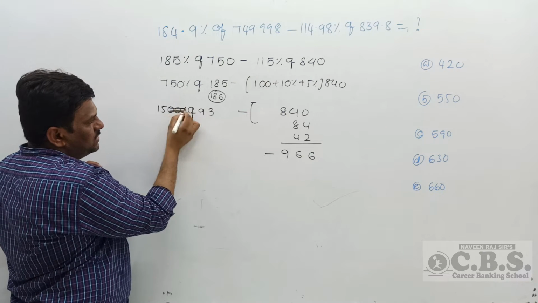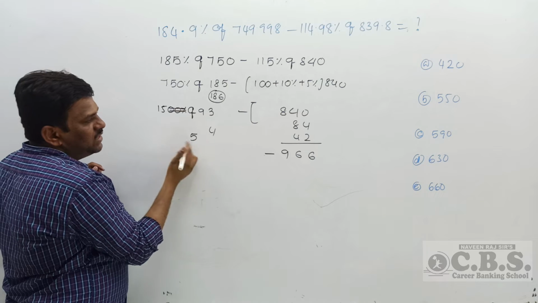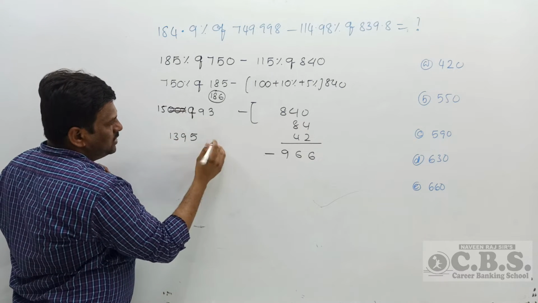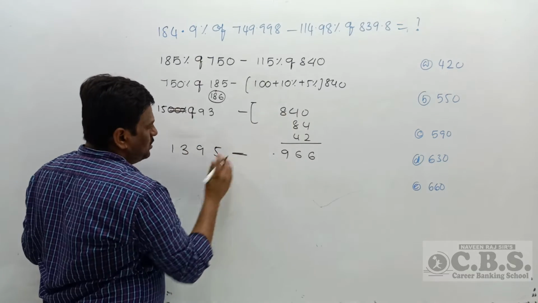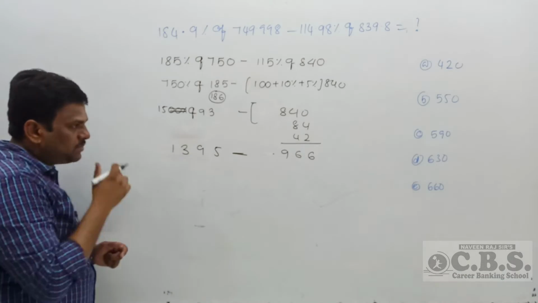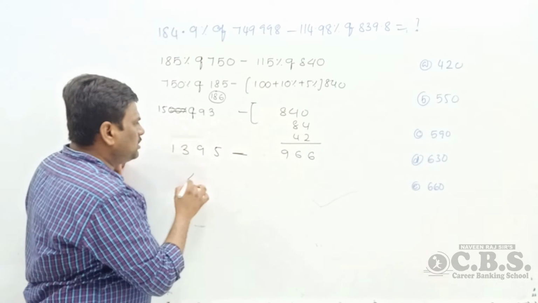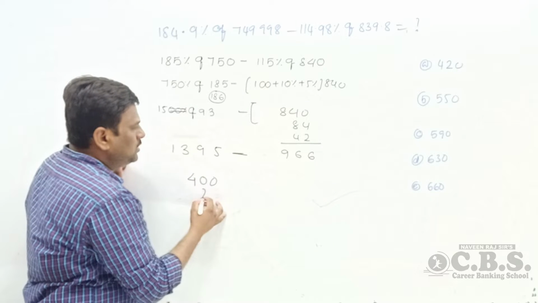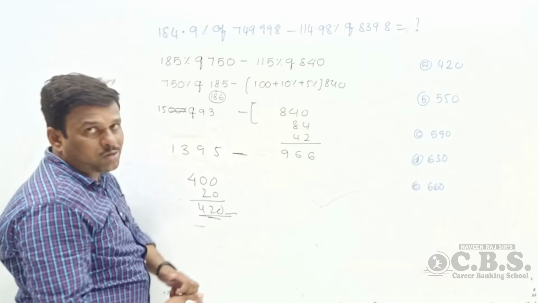Percentage 2 zeros cancel. Now 15 3s are 45. Carry 4. 15 9s are 135. 139. Okay. So what's your answer? 1395 minus this one. So you can easily subtract this answer. It is 1300 minus 900, nothing but what? 400. Okay, 95 minus 66, nothing but what? Approximately 20. So your answer is 420. So which option is the right answer? Option A is the right answer.